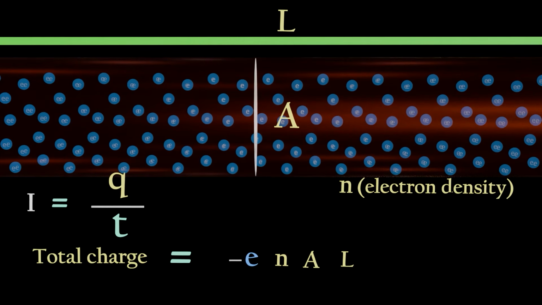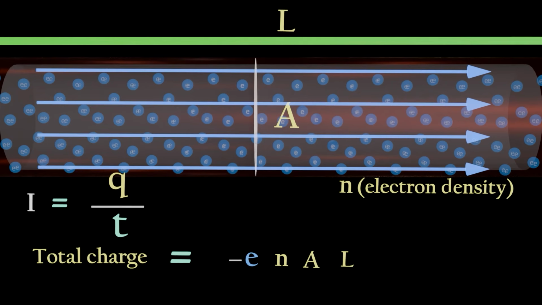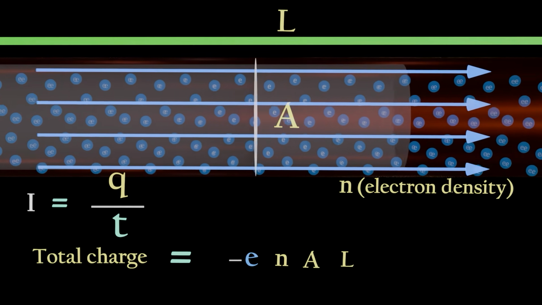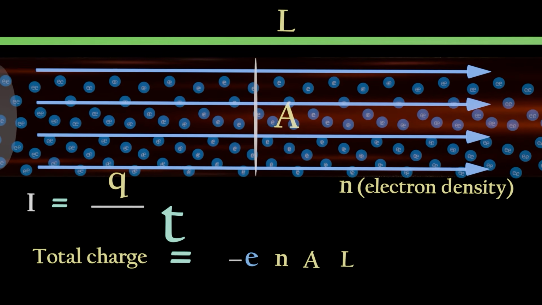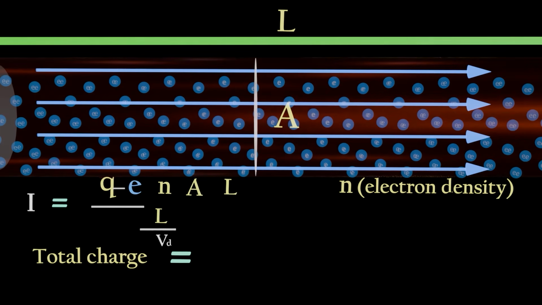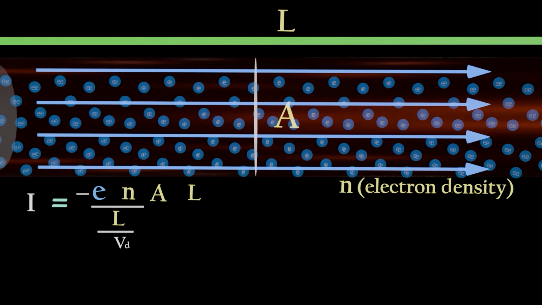Next, when we apply an electric field, drift velocity comes into action. All electrons drift slowly through the conductor. The time t taken by the electrons to drift through the entire length L is t equals distance over velocity. Here distance is L and velocity is Vd, that is drift velocity. So t equals L over Vd. Now substitute these values into the formula I equals Q over t. We get I equals minus e nAL over L by Vd. After simplification, we get I equals minus neA Vd, where Vd is the drift velocity.